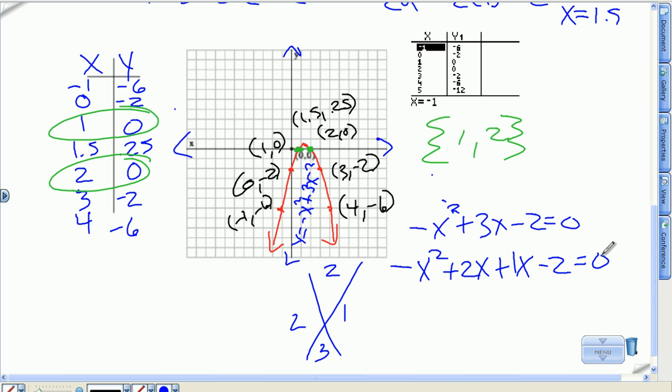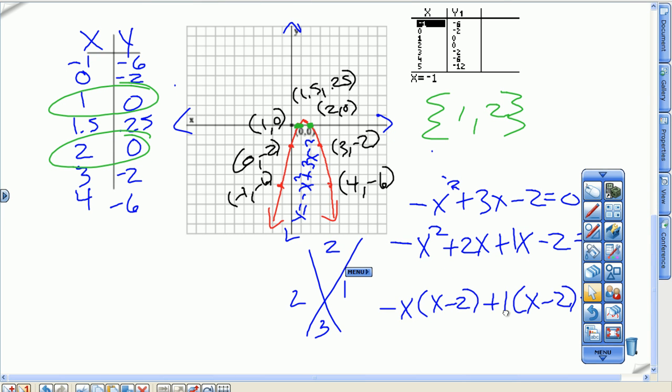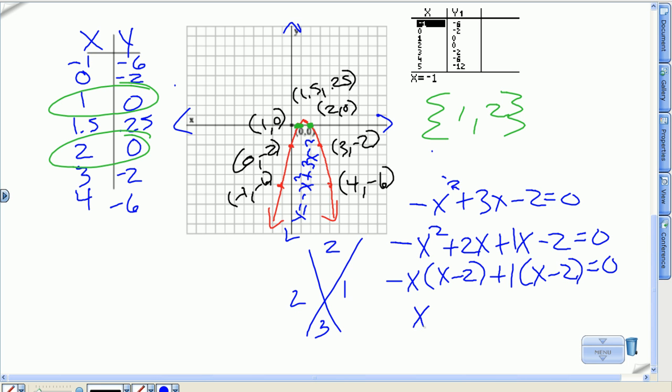So what am I going to do here? I'm going to factor -x out of this. I get x minus 2. Here I'm going to factor just a 1 out. I get x minus 2. And let me pull that up a little bit. I need the room. There you go. And then I take a look at what they have in common. They have an x minus 2 in common, and that's -x plus 1 left over.